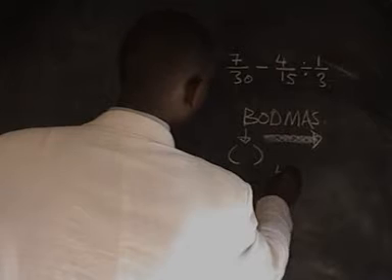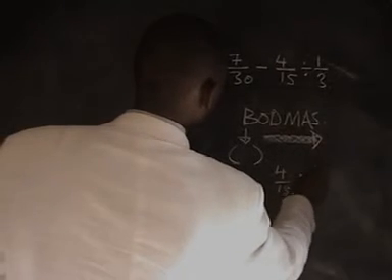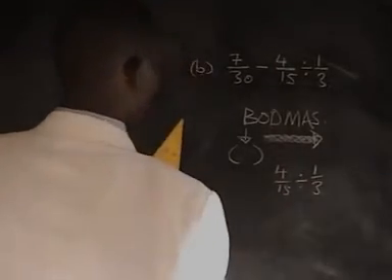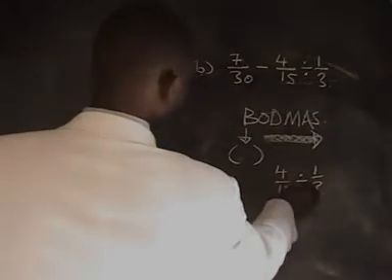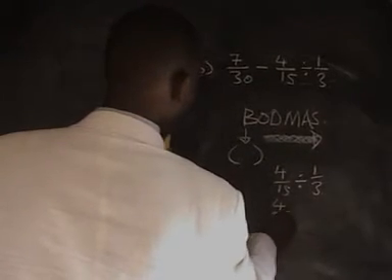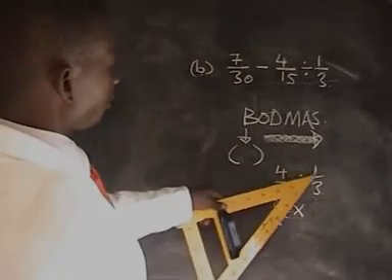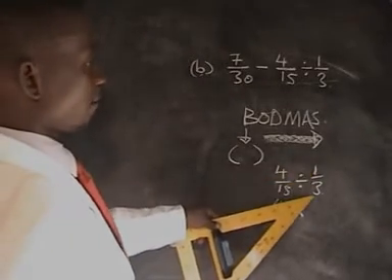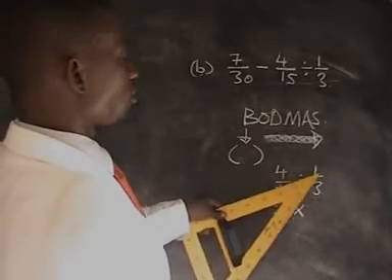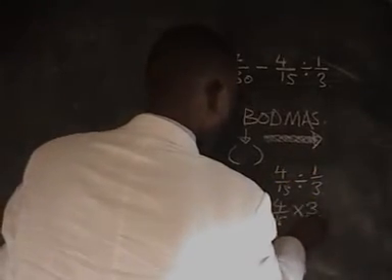So if you get 4 over 15 divided by 1 over 3, what is there is that this is division. Division can be changed to multiplication. So you maintain 4 over 15, then change division to multiplication. Then it means the second fraction, which is 1 over 3, should swap. 3 is going to take the position of 1 and 1 takes the position of 3. So this is 3 over 1 like that.